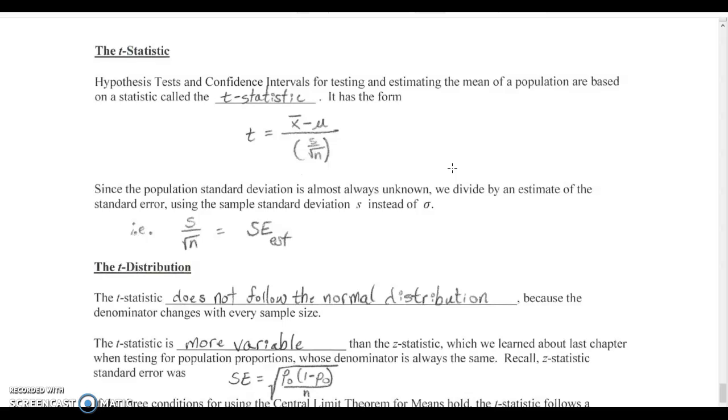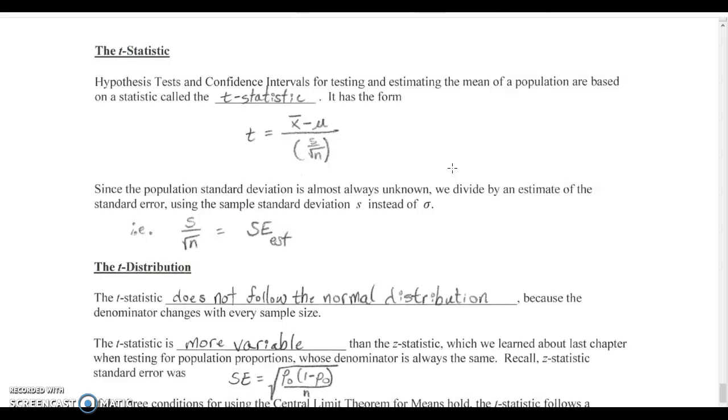So we will not be able to use a z-score when we're looking at the sample means. Like we did when we were looking at sample proportions, we realized that because it was approximately normal, we could use a z-score. There's a lot of mathematics behind why we cannot use a z-score or a z-statistic.